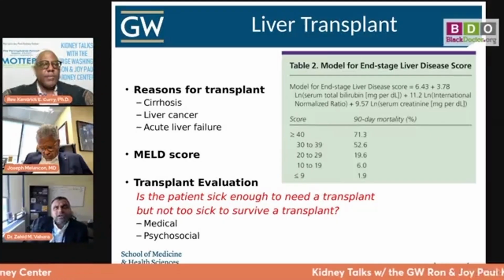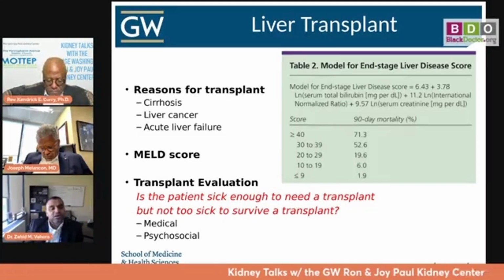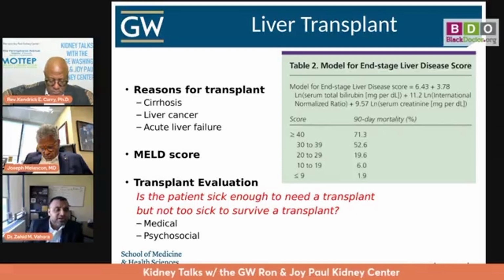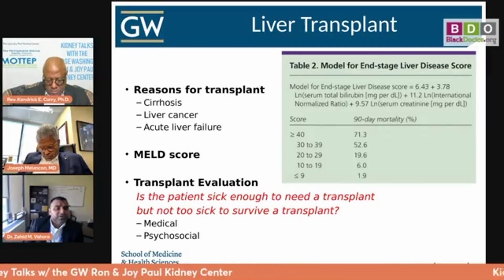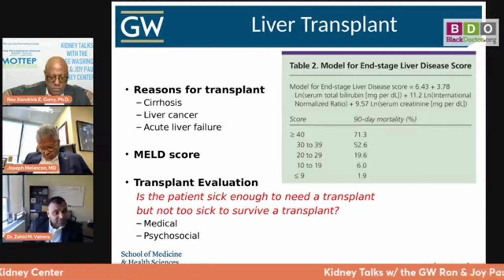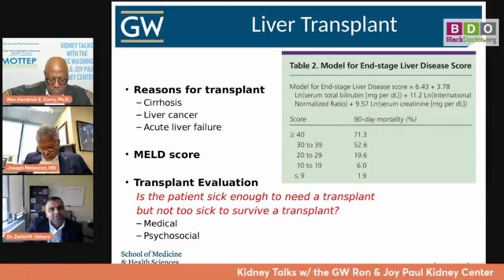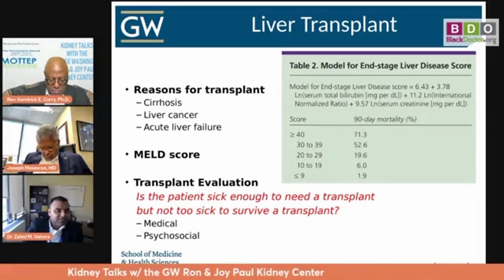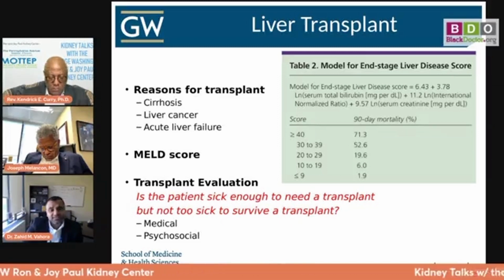What are the general reasons why a patient needs a transplant? These patients either have cirrhosis, liver cancer, or acute or chronic liver failure, as you mentioned previously. We determine where someone is on the list, and how sick someone is, based off a score that we call the MELD score, which stands for Model of End-Stage Liver Disease.